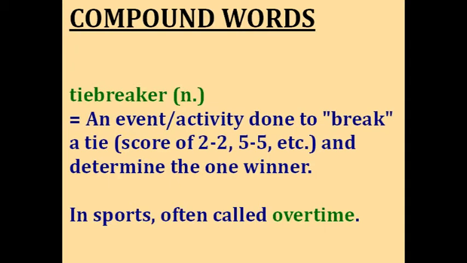Tiebreaker. When two teams are playing each other and the score ends in an equal number like 2-2 or 5-5, this is called a tie. But in many games and contests, we need one winner. So an extra activity called a tiebreaker is done to break the tie and determine the champion. In sports like soccer and basketball, this is often called overtime.